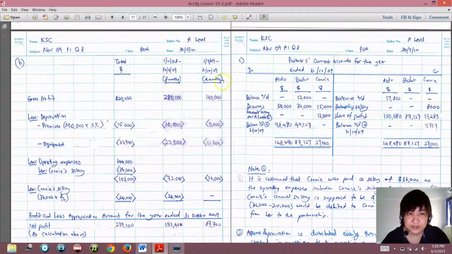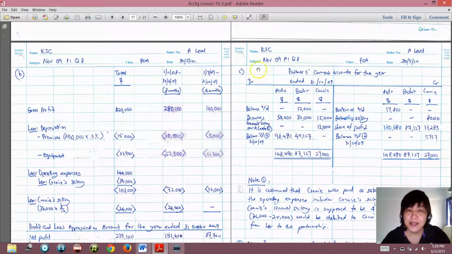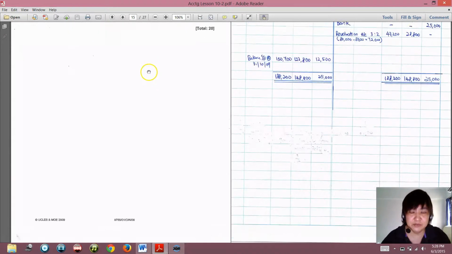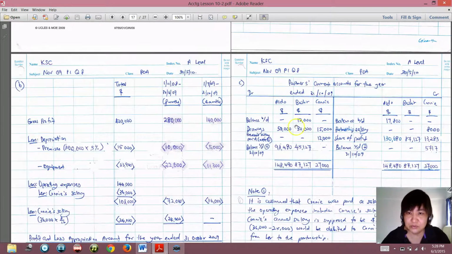Okay, because there are 2 different stories, you lay out these columns first. And then part C says prepare a partnership current account for the year ended 31 October 2009. So you should do the structure first. You can use the whole page. Okay, partners' current account for the year ended 31 October 2009. Aldo, Bashir, Connie, with dollar signs. And then this is also Aldo, Bashir, Connie. Okay, so draw the structure.